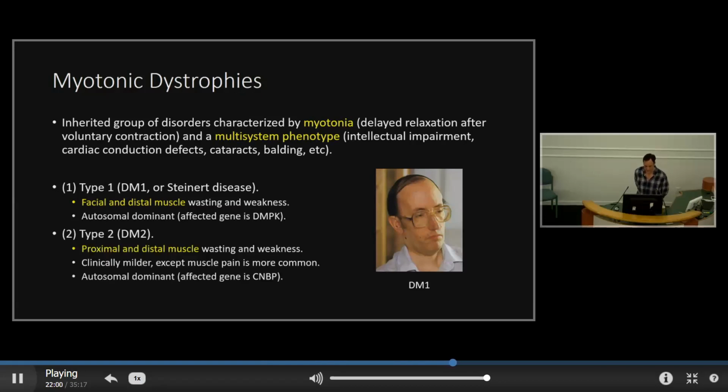The second most common type is type 2 myotonic dystrophy, and that results in a more classic proximal, but also distal muscle wasting and weakness pattern. It's clinically milder. They can get more muscle pain, and it has a different gene associated with it. Now, with these type 1 and type 2, but particularly the type 1 myotonic dystrophies, they're very good exam patients, and really it's essential to spot diagnose them when you walk in the room. So if you can't spot diagnose this, it could turn into a very difficult exam.